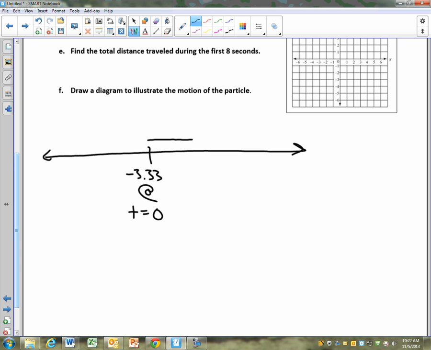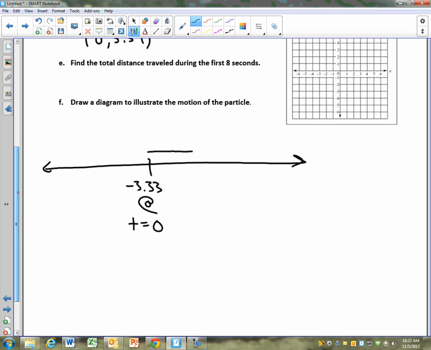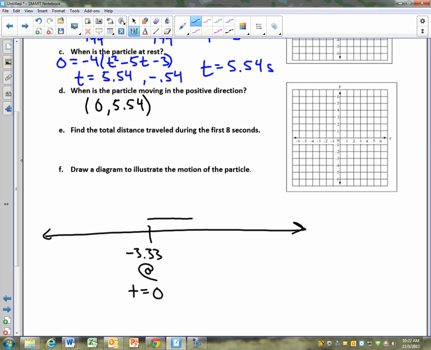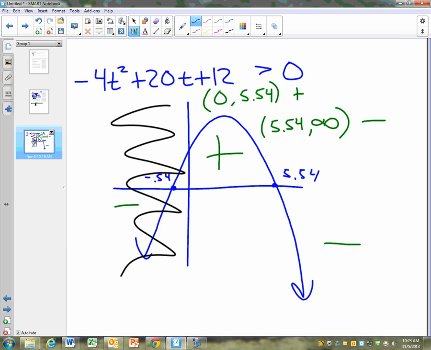Well, Elizabeth, do you see how I know I'm at negative 3.33 at 0? I plug in 0 to the position function. I start by heading in the positive direction because from time 0 to time 5.54, I'm moving in the positive direction. So what we would expect, and as we checked, in fact, the derivative is negative after 5.54. So therefore, we do know we changed direction. Yep. So that's what's going to happen.